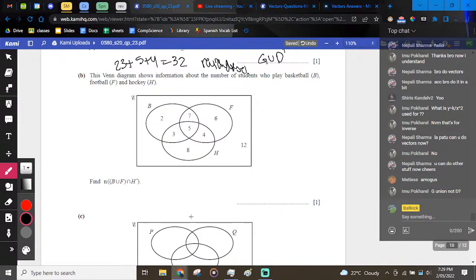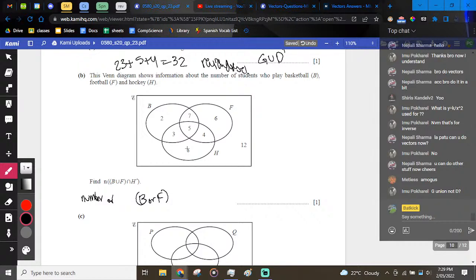The Venn diagram above shows information about basketball students. Find the number who play. Okay, this is something I can do. The number of people... It's a logic statement, you see. B or F means if it's either in B or in F, they both include it.